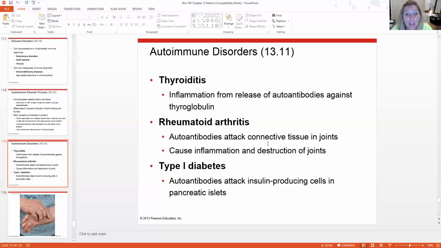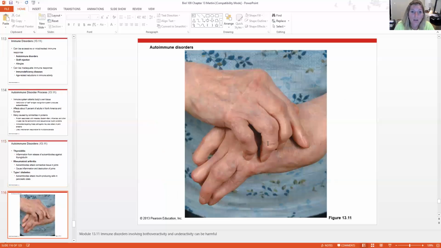There's also thyroiditis. This is the inflammation of the thyroid gland. Rheumatoid arthritis is when the autoantibodies are attacking the connective tissue at your joints, causing inflammation and widespread destruction at your joints. Type 1 diabetes is where your autoantibodies attack your insulin-producing cells of your pancreas. There's rheumatoid arthritis, very painful.